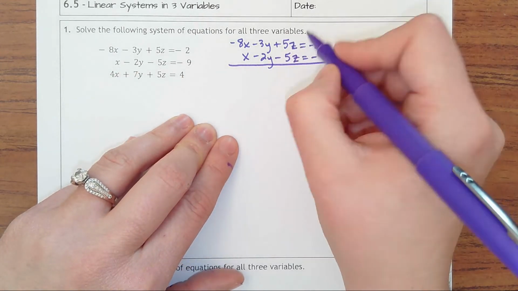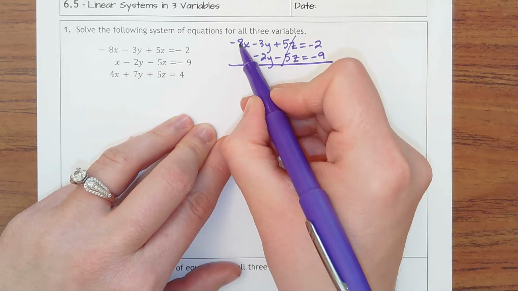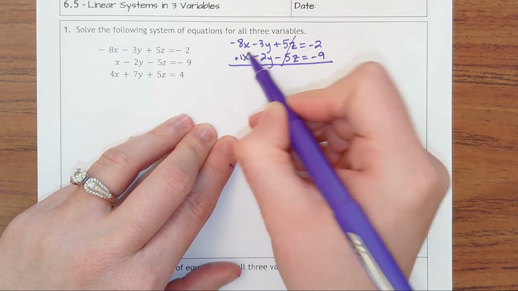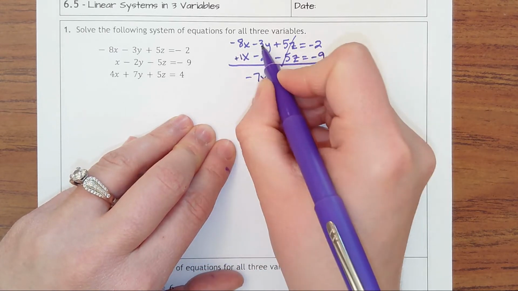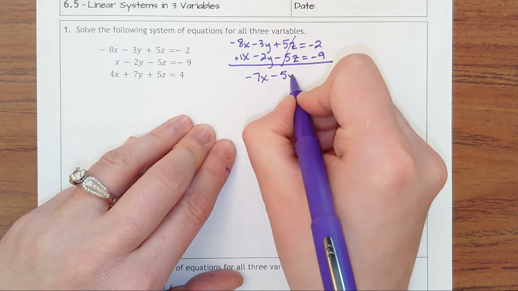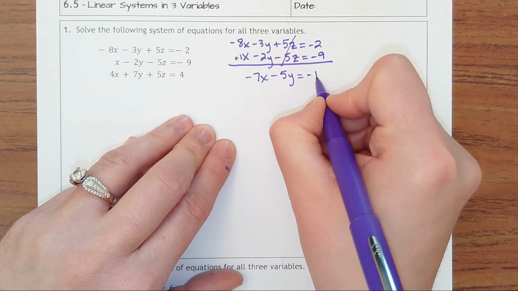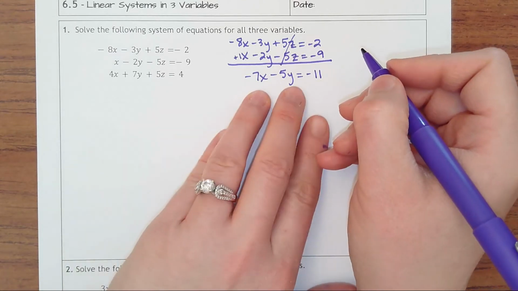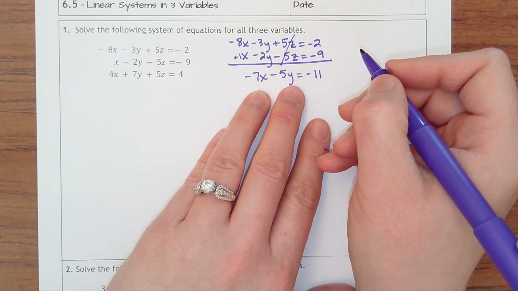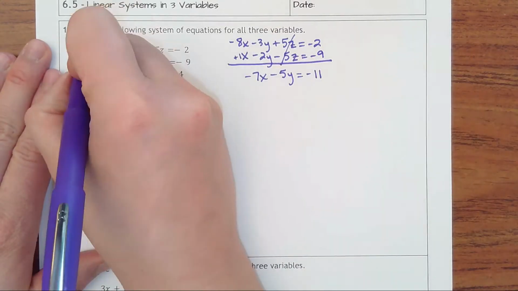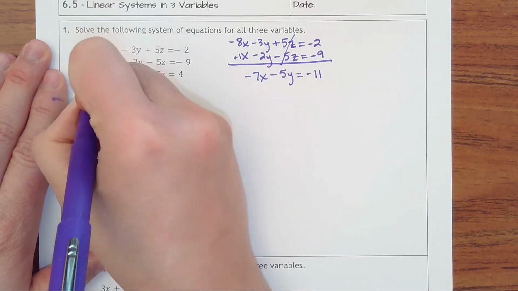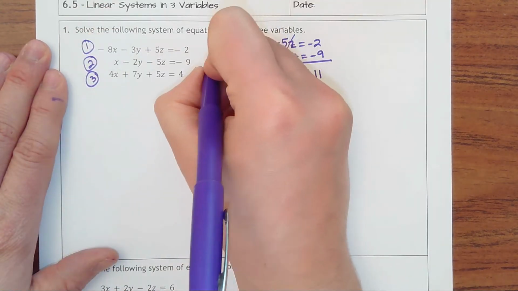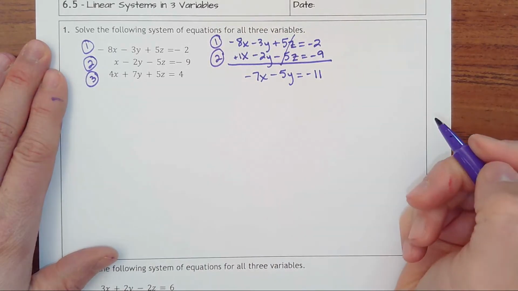All right, so then my z's are eliminating. Negative 8 plus 1 would be negative 7x. Negative 3 minus 2 is negative 5y. And that would be negative 11. You're stopping there, and that creates an equation that only has 2 variables in it. That's what we're wanting. So I'm going to number these to help you keep track of my notes here. I took equation 1 and 2 and put them together.